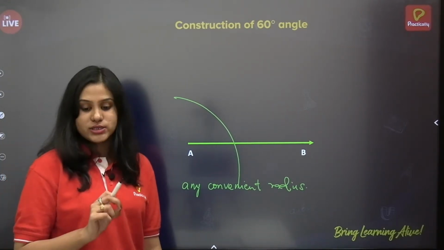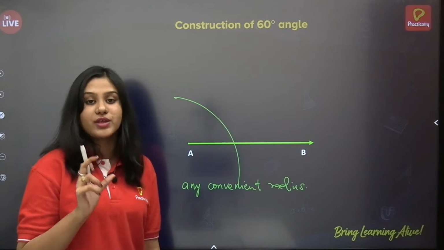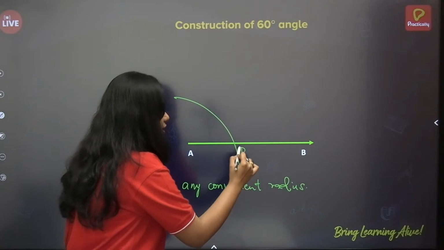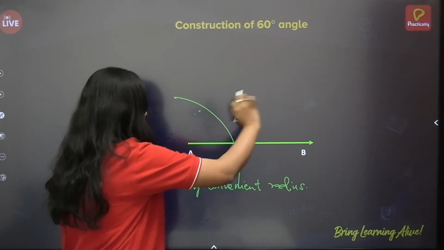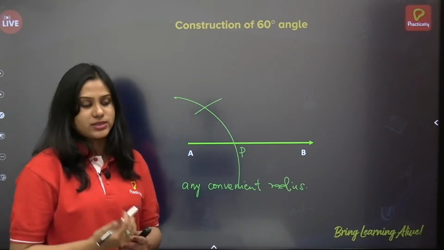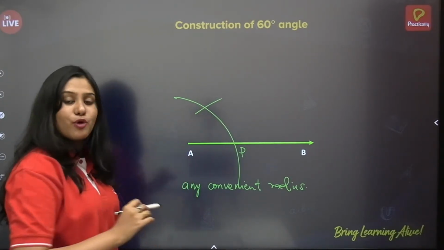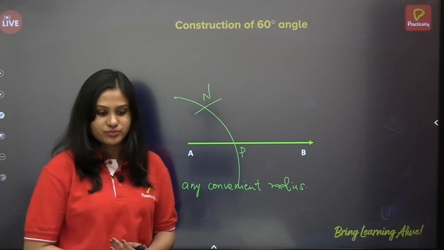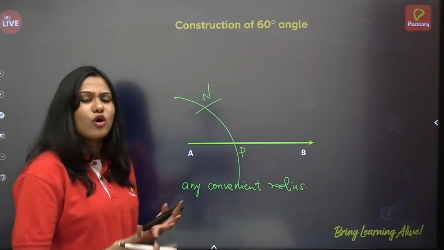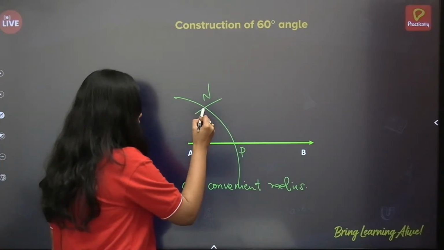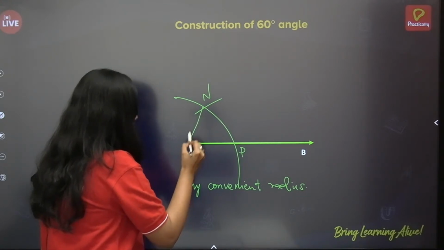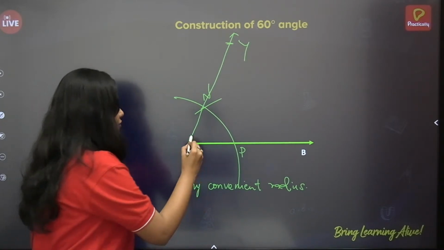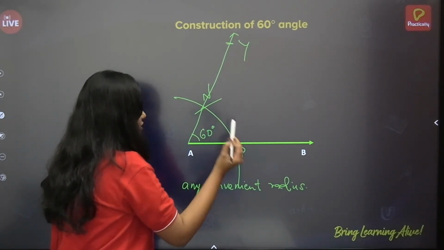Now it's an important step. Do not change the radius of the compass. Keep it as it is. Now place the needle of the compass here at point P and again draw an arc which cuts the previous arc. Now let's name the intersection point of these two arcs capital N, or any other letter you want. Now just join AN and you can extend this AN and name it Y or something. So now this is the required angle of 60 degrees.